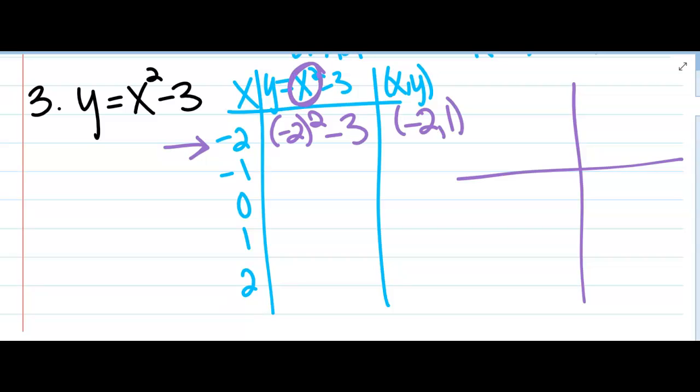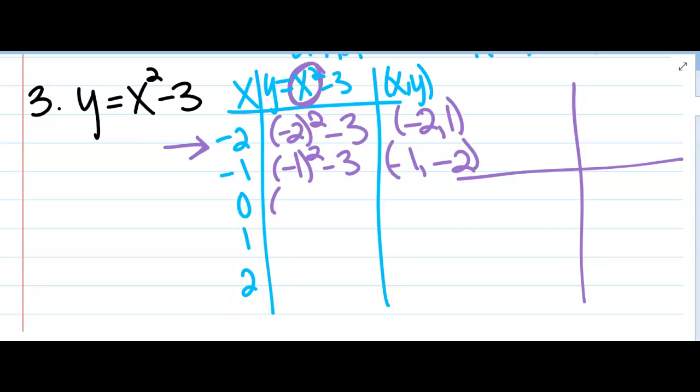Same thing is going to happen when you plug in -1. You're going to take -1, the whole thing, even the negative, square it, and subtract 3. So -1 squared, -1 times -1 is a +1. 1 minus 3 is -2. So we get -1 comma -2.